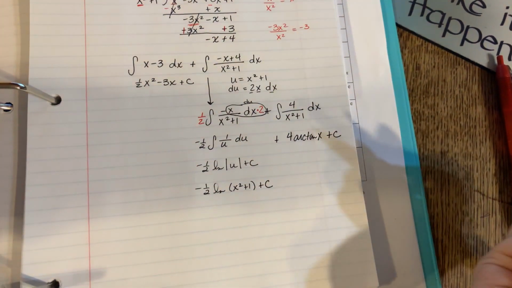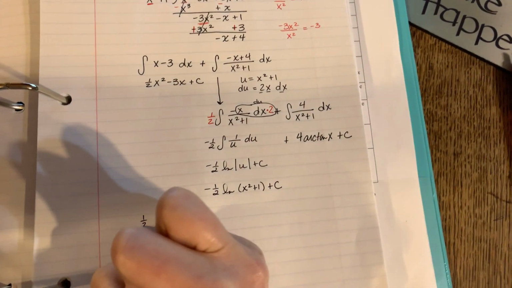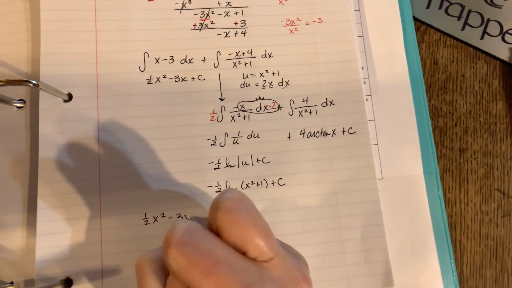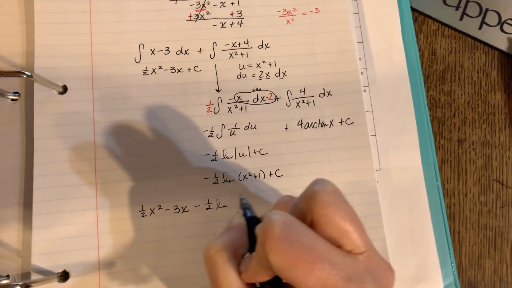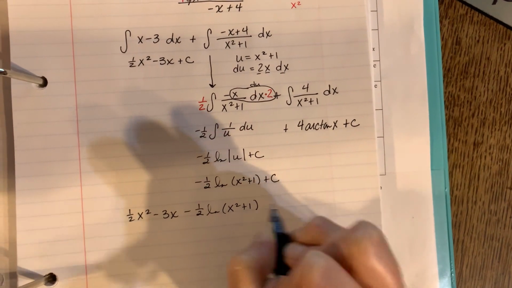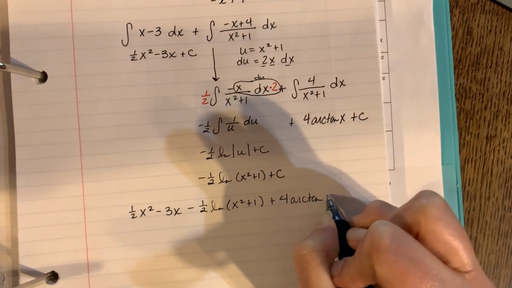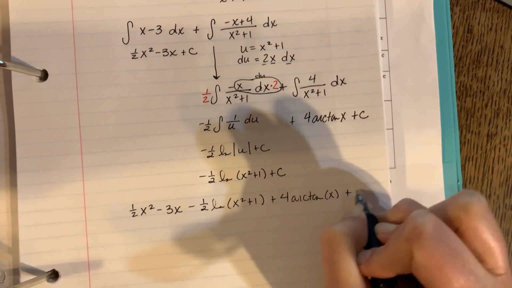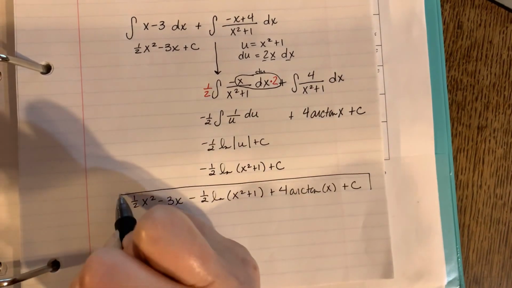So altogether, my answer is 1/2 x squared minus 3x minus 1/2 ln of x squared plus 1 plus 4 arctangent of x plus c. Woo! That one was fun.